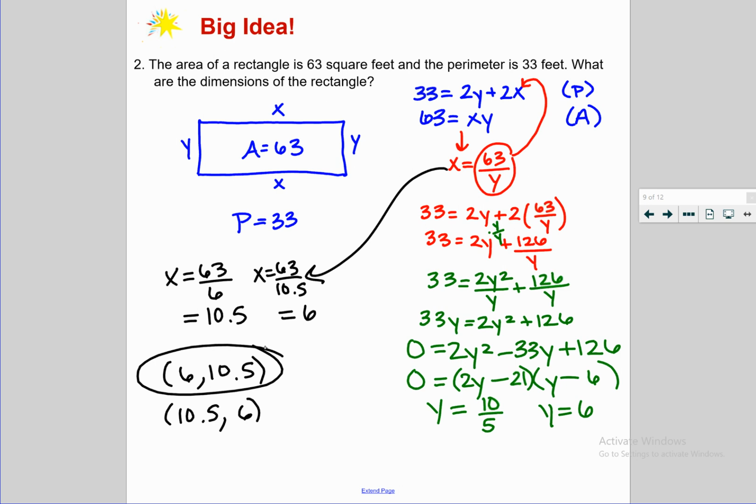Any questions on that one? That's the only one we're going to really solve. The other ones we're going to practice setting up.